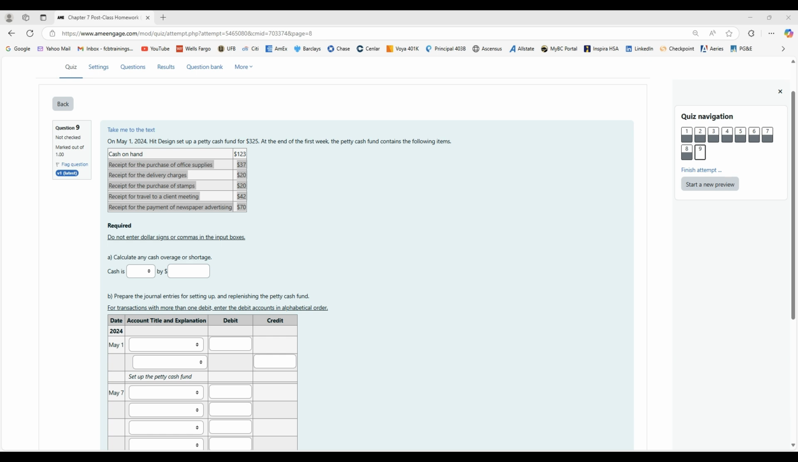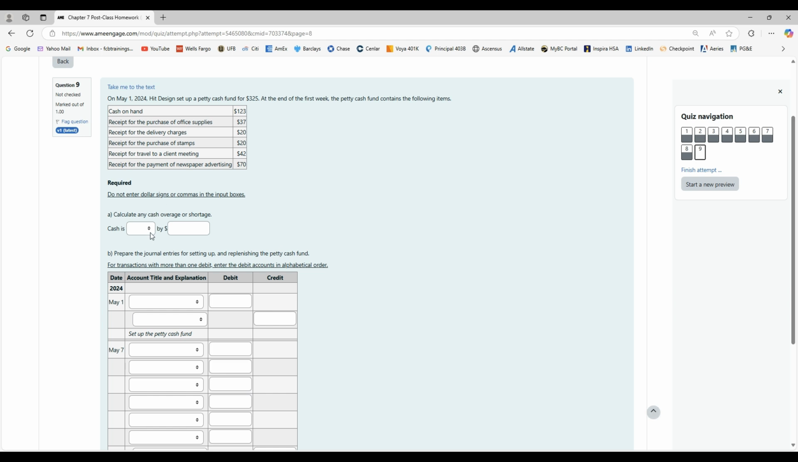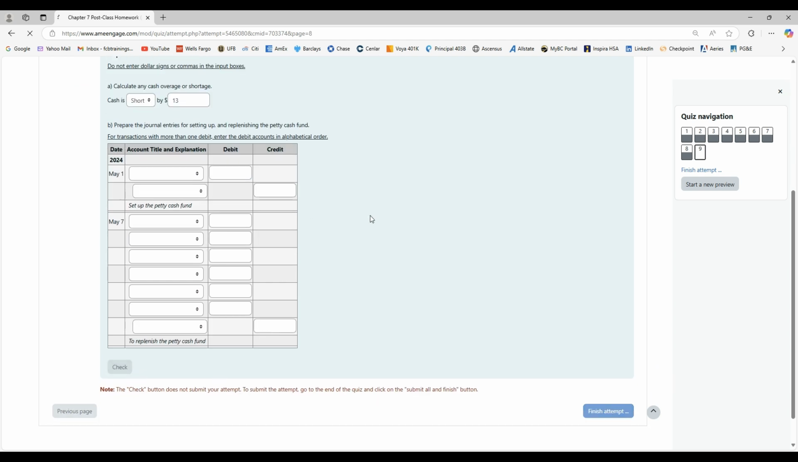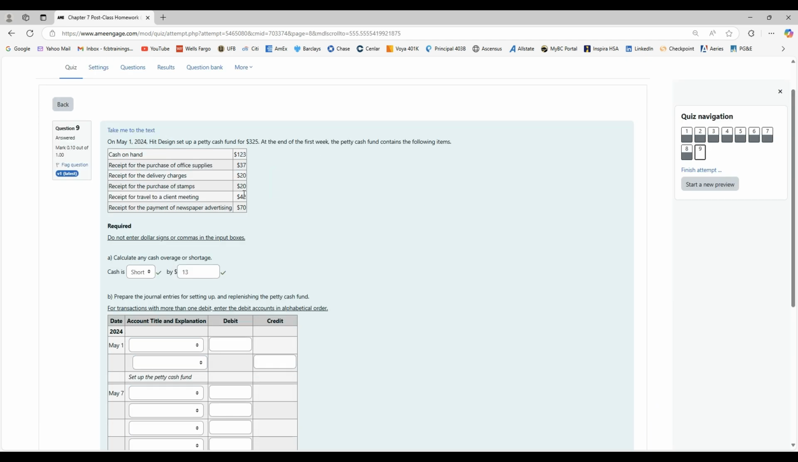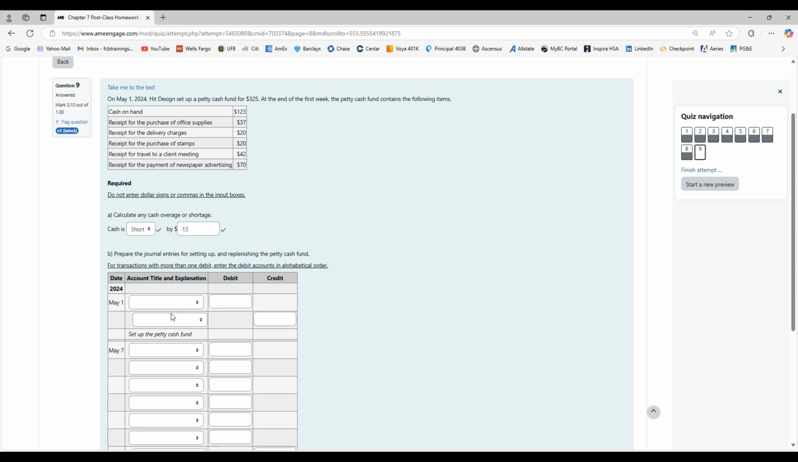Oh no, wait. Is that 13? Yeah, it's 13. $13 unaccounted for. So cash is short by $13 is what we're saying. Make sure I got that in there right. Yeah. So then we're just going to do our journal entries.